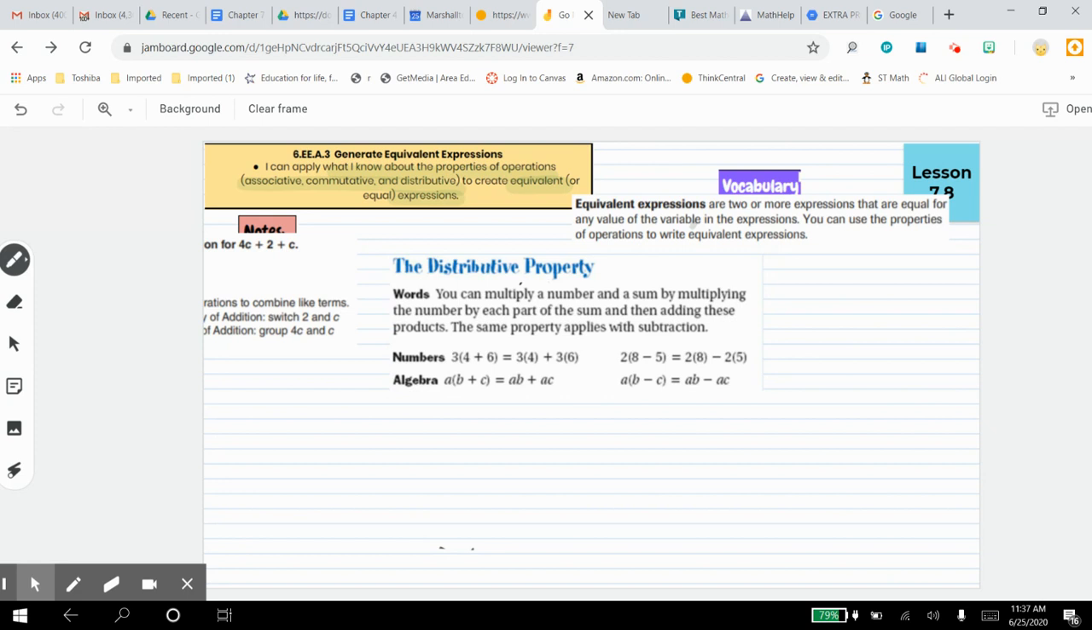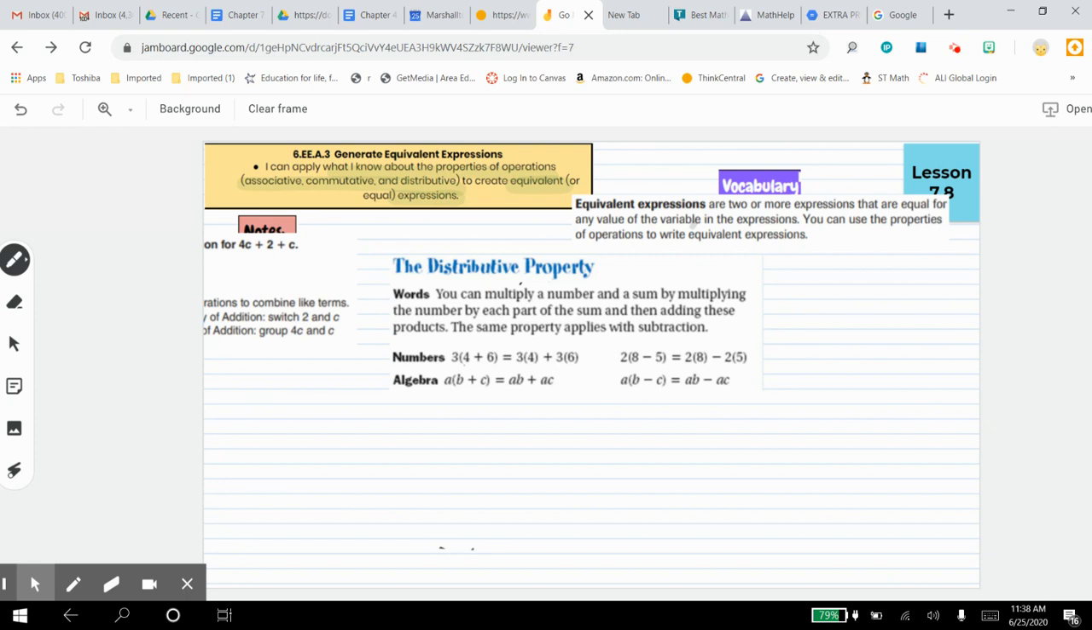All right, you can multiply a number and a sum by multiplying the number by each part of the sum and then adding these products. The same property applies with subtraction. So just look at the examples here. This is when you have a number like 3 outside of a set of parentheses, okay? That means to multiply, all right? So you can take 3 times 4, and you can leave it as a multiplication sentence, plus 3 times 6.